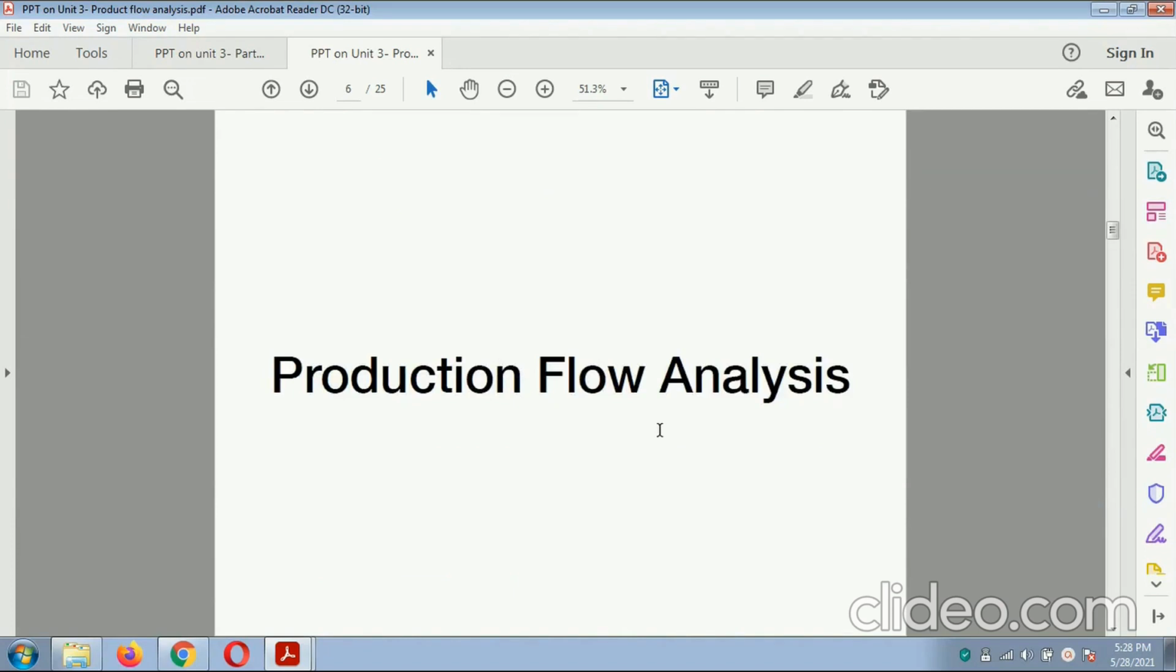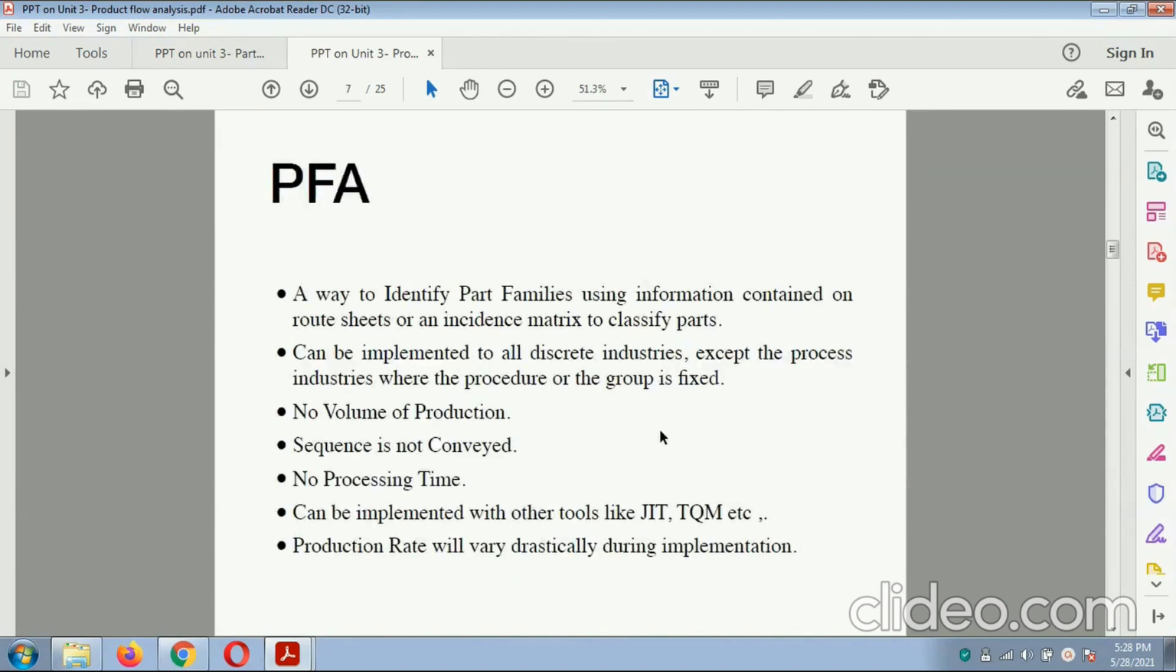So, production flow analysis, known as PFA, is a way of identifying part families using information contained on the route sheet or an incidence matrix to classify the parts. It can be implemented in discrete industry, except the process industry where the procedure or group is fixed. There is no volume of production, sequence is not conveyed, and no processing time. It can be implemented with other tools like JIT, TQM, etc. Production rate will vary drastically during implementation.